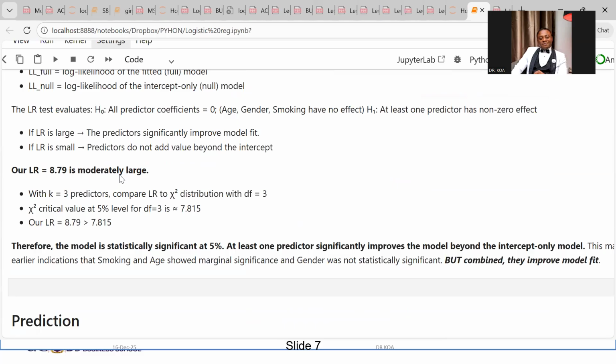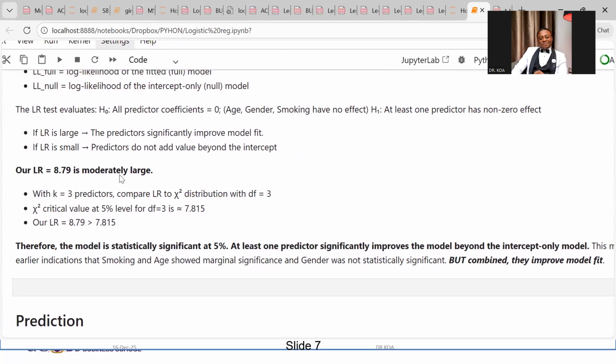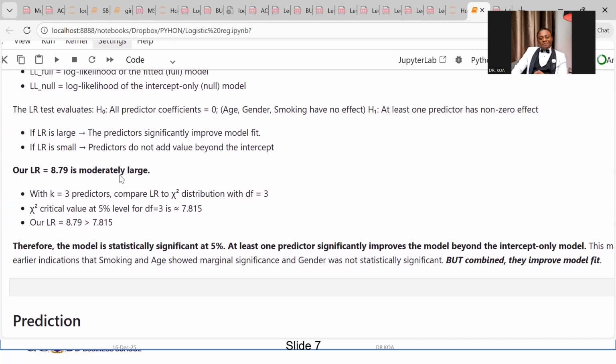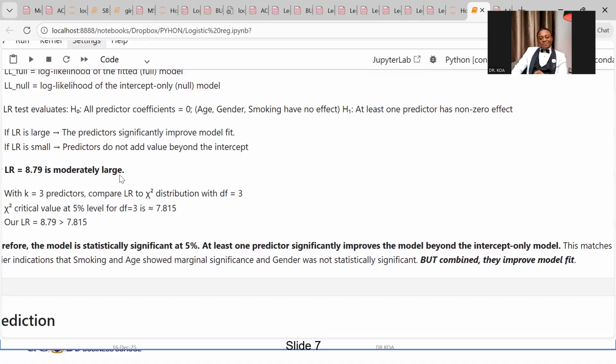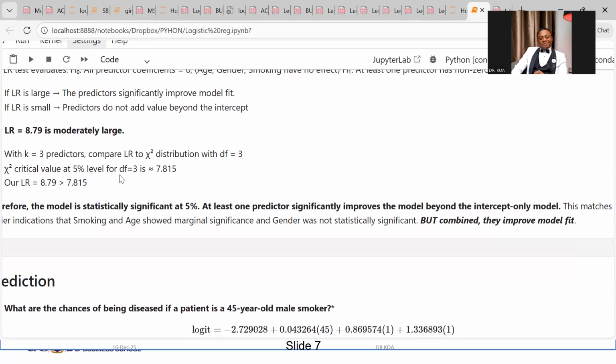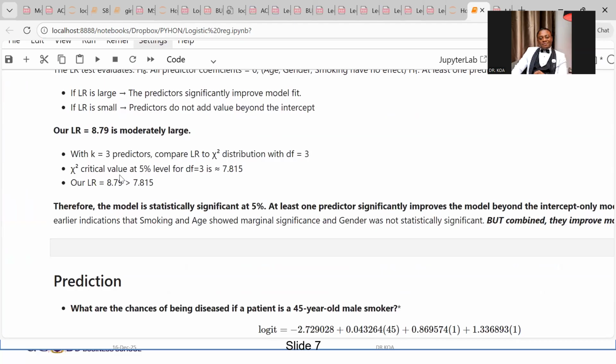You can see clearly that the test statistic exceeds the critical value. So what it means is that at least one feature is significant, at least one. One of them significantly improves the model beyond the intercept alone. That one alone is helping the others. In our case, you will notice that it's not one, it's two, even though it's at 10% alpha level. Two variables were doing that. So you can see that smoking status and age show marginal significance, even though gender was insignificant. But combined, they improve the model fit. And that is why the log likelihood ratio is powerful.